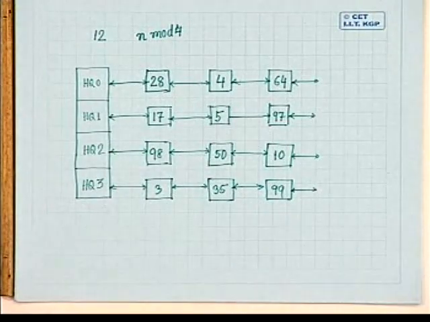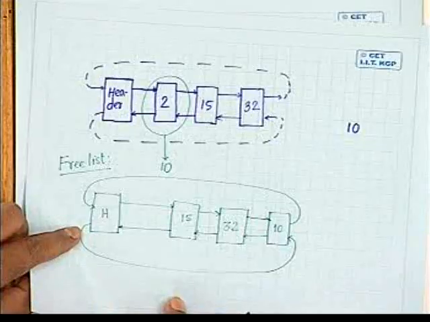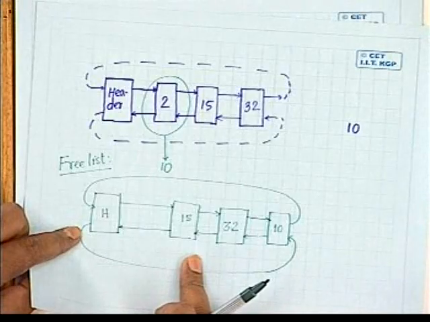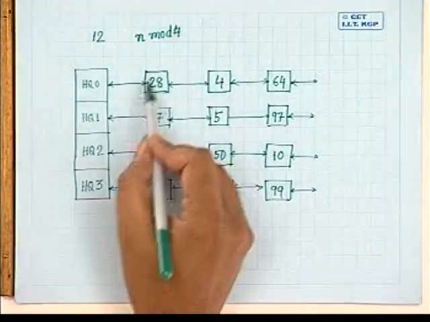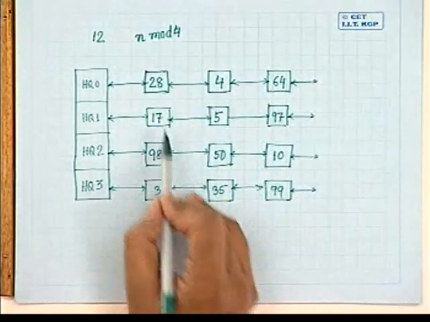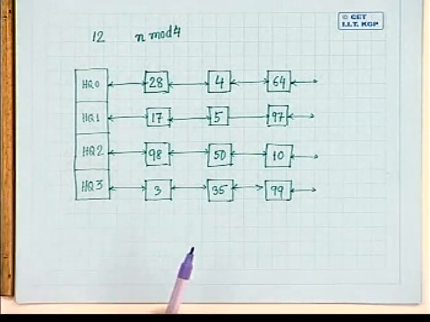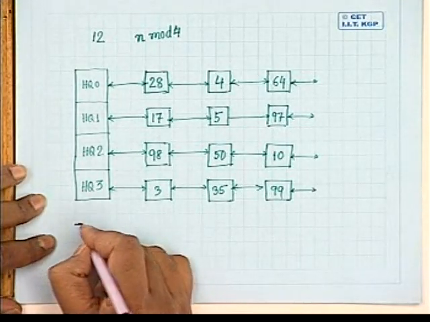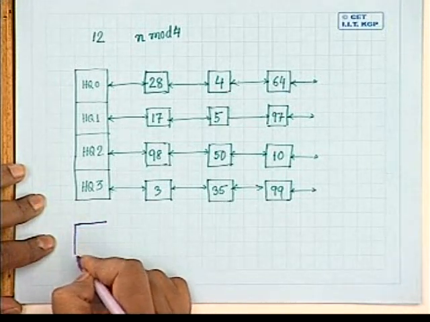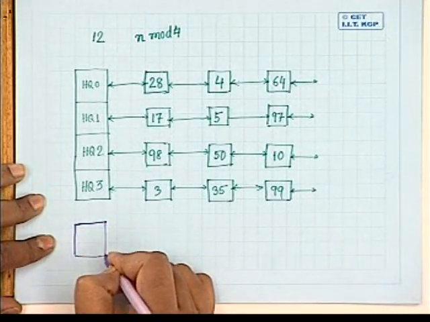So the free list that we have drawn in this diagram is nothing but a subset of the nodes which are already there in different hash queues. So I can have a situation something like this. If I draw the free list superimposed with this, suppose this is the free list header.